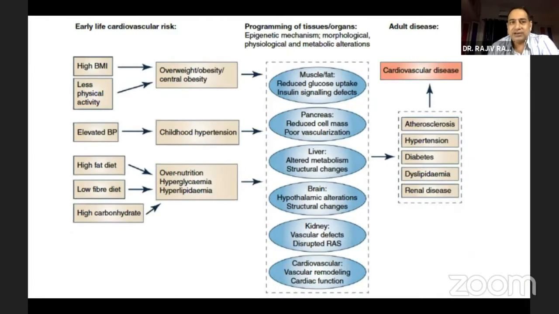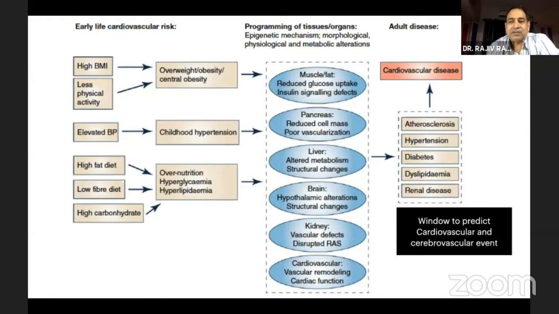So there are a lot of early life cardiovascular events, like raised BMI and less physical activity. All these lead to programming of the tissues, epigenetic phenomena happen, metabolic and physiological changes happen, and they all manifest in adult life as atherosclerosis, hypertension, diabetes, dyslipidemia. And these are the cardiovascular diseases. So this is the one window. When a patient has these diseases, we can probably predict some amount of risk of a cardiovascular accident occurring in the later stage of life.